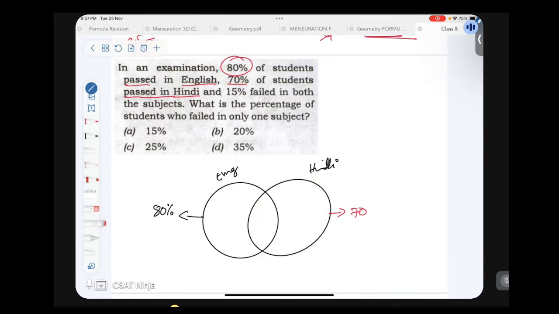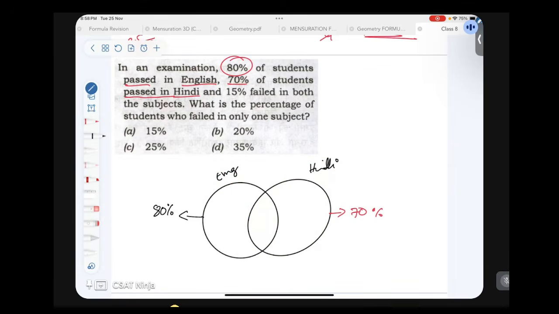But remember one thing here, there will be some group of people who have passed in English as well as Hindi, both. This 80% is the ones who have passed in English. In general, 80% of the people passed in English, and again, in general, 70% of the people passed in Hindi. So there will be some group of people that have passed in English and Hindi as well, which will be covered by this one. If you have done sets, you might have learned this. So this area here is common to both English and Hindi, the ones who have passed in English as well as Hindi.